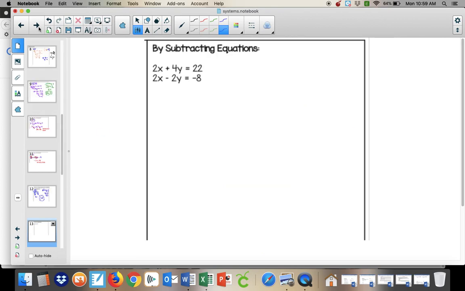Now we're going to try it with subtracting, because can I eliminate the y's? 4 take away 2. Nope, still have 2y. Can I eliminate my x's? 2 plus 2 is 4. No, but I can subtract. So if I subtract the bottom, this is what happens. Everything turns opposite. So I'm left with 2x plus 4y is 22 on the top.